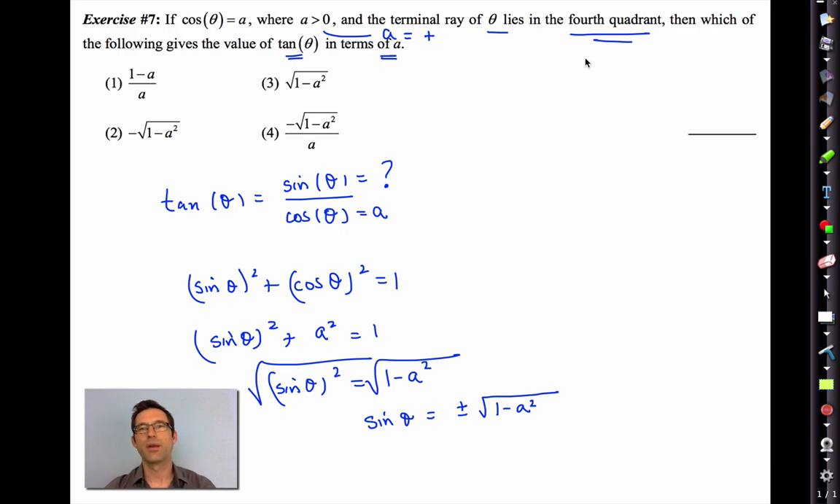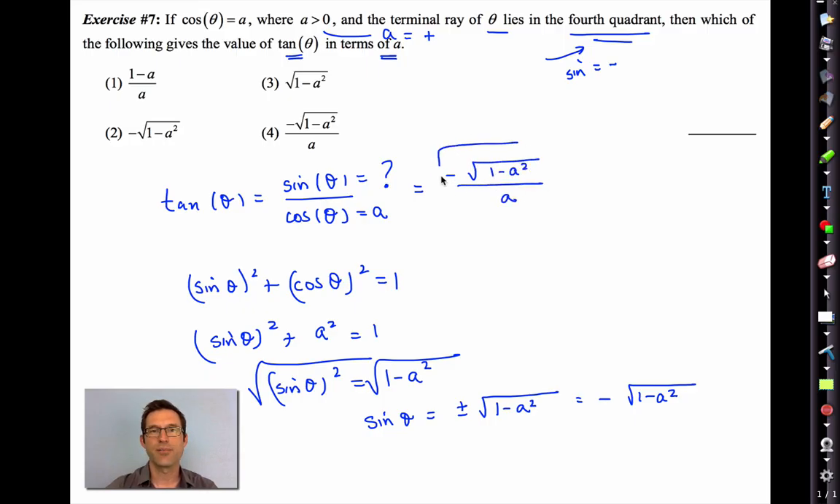Now, how do I know which one it is? Well, I want the fourth quadrant, and in the fourth quadrant, sine is negative. So this will be negative root 1 minus a squared. So I can finish this off. Sine theta is negative root 1 minus a squared, and cosine theta is just a. So that gives me my final answer, choice 4. All right, pause the video now, write down anything you need to, then we'll wrap up the lesson.